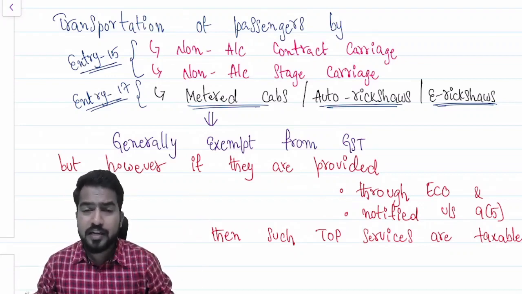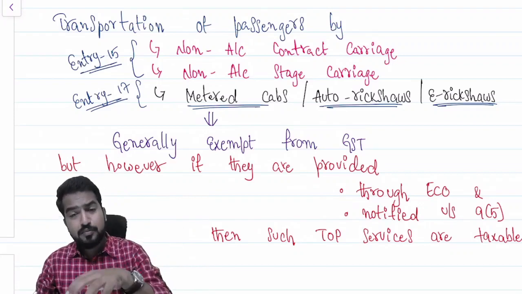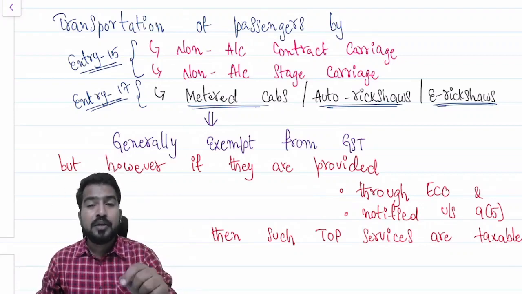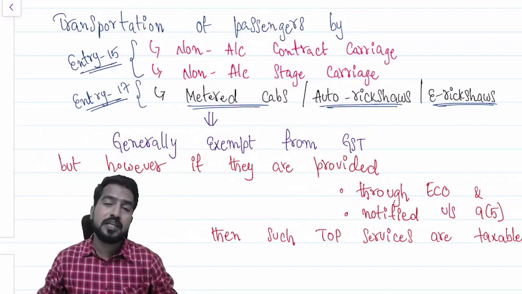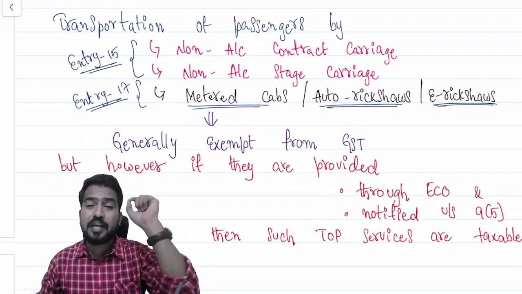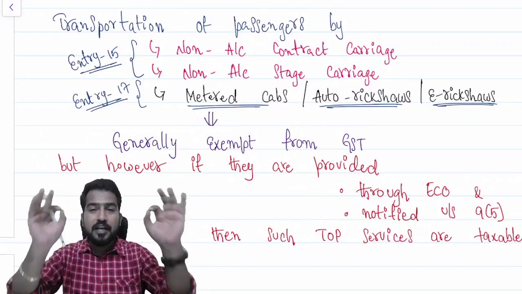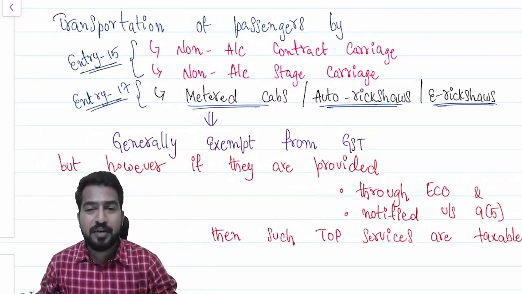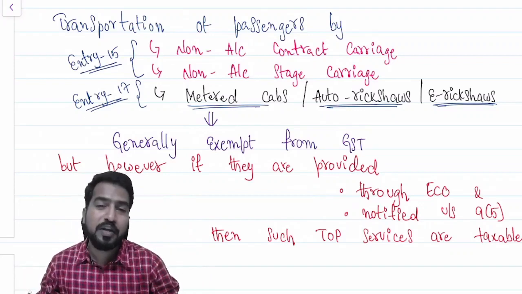So here now the point is, if the transportation of passenger service is provided through an e-commerce operator by these people, earlier it was exempt. Now, if it is provided through an e-commerce operator and notified under section 9 subsection 5, even though it is in a non-AC stage carriage, non-AC contract carriage, a metered cab, auto rickshaw or e-rickshaw, it is very much taxable, my dear friends. That is the point we have to understand.